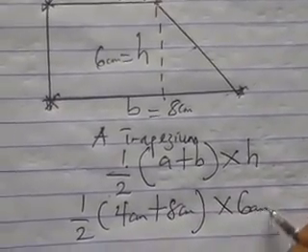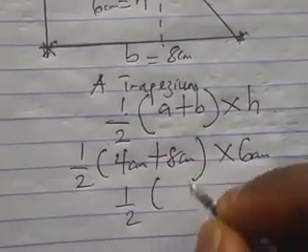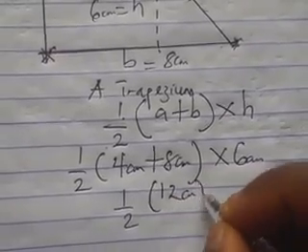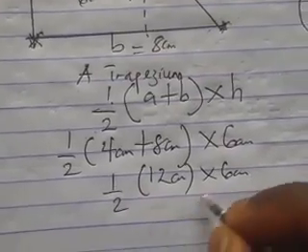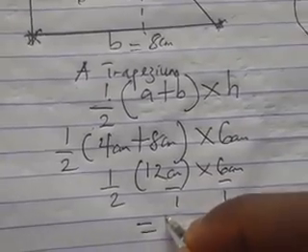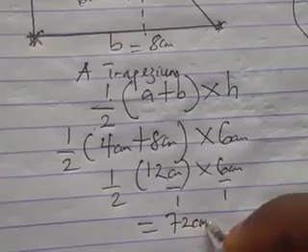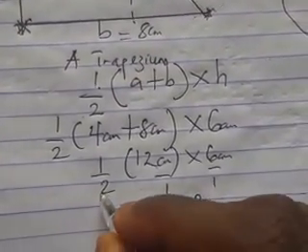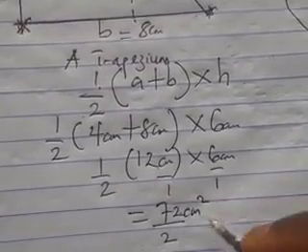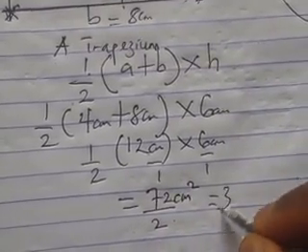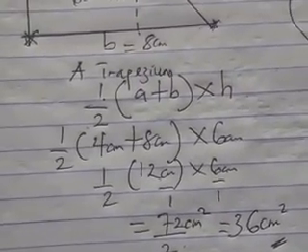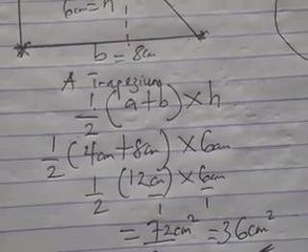What's height? 6 centimeter. So it will be half in bracket, what is 8 plus 4? 12 centimeter times 6 centimeter. So over 1 over 1. 12 times 6. Anybody? Very good. 72 centimeter square. Divided by 2. Don't forget your 2. So what is 72 centimeter square divided by 2? At the end of the day, you have 36 centimeter square. That is how to get the area of a trapezium. Half in bracket A plus B times height.